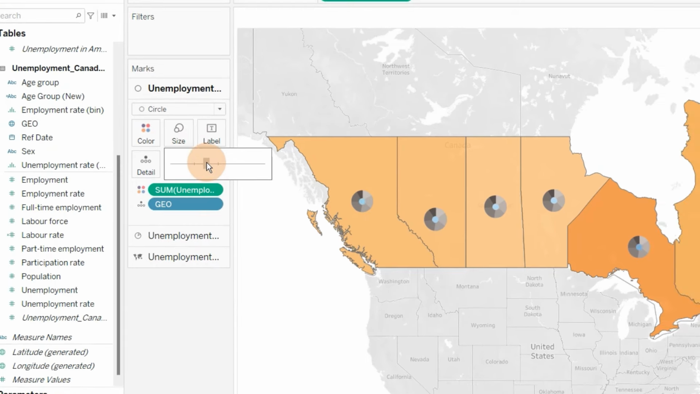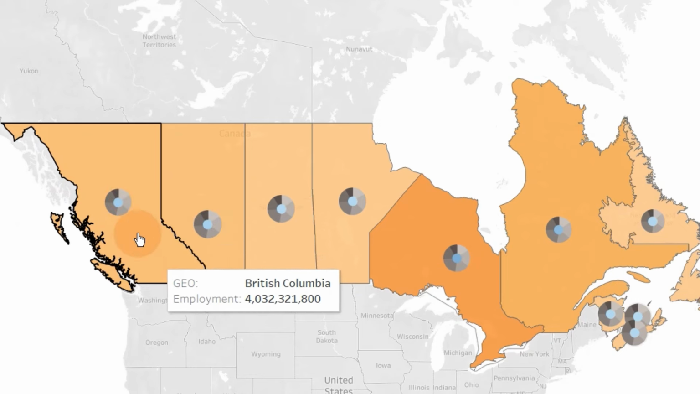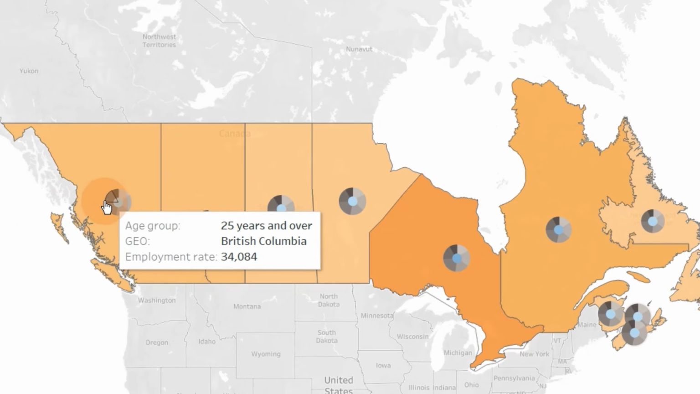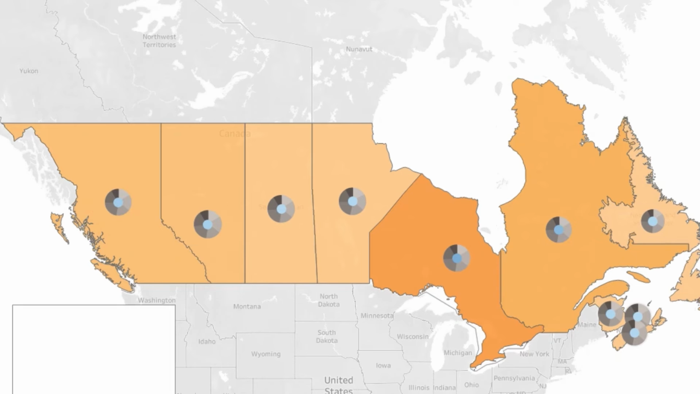So now in the same chart I will be able to see my employment rate, unemployment rate, and employment rate for different age groups as well. So like this we can create multiple layers in a map chart.